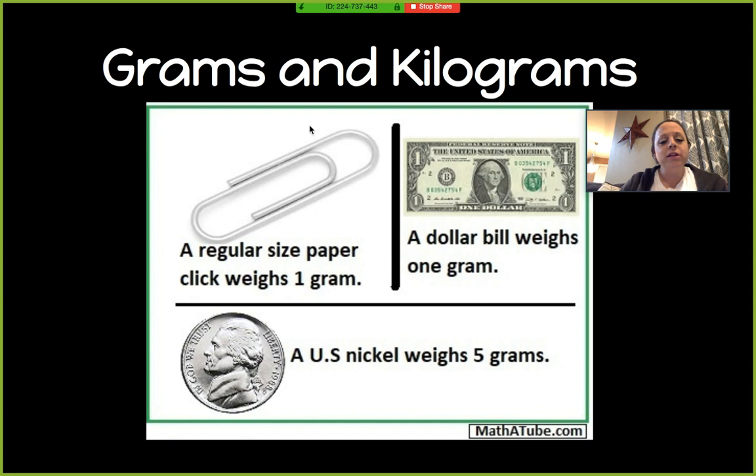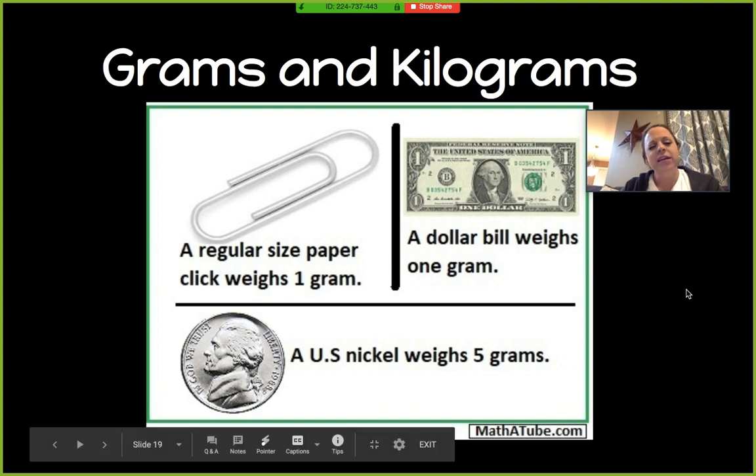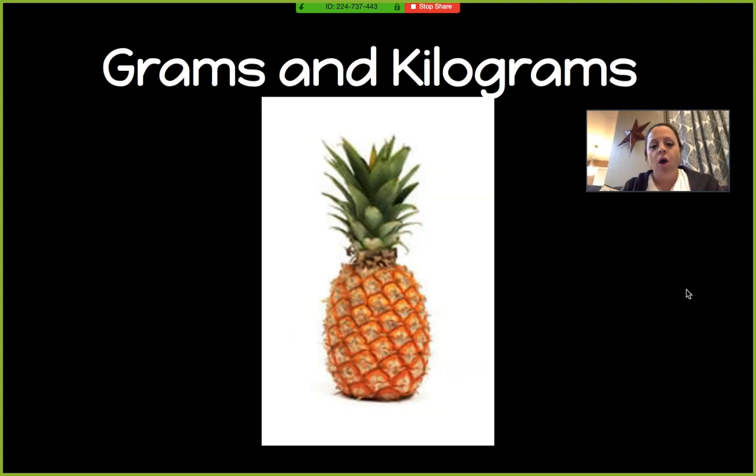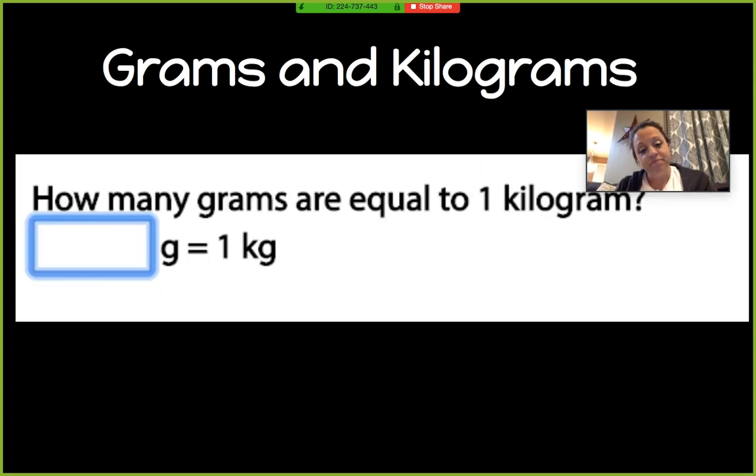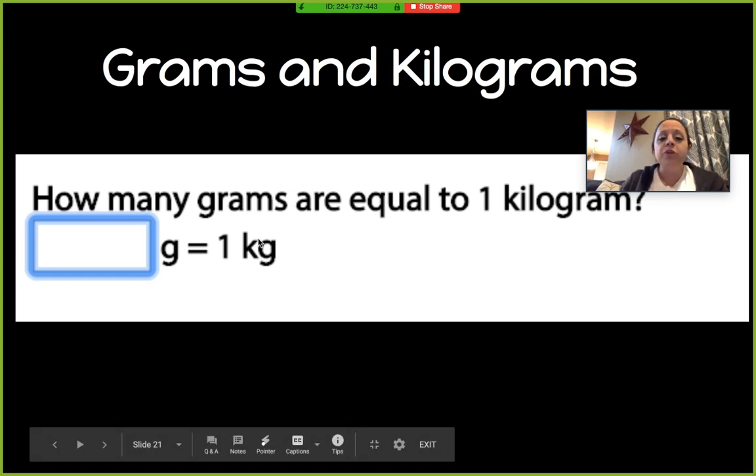So a regular size clip is 1 gram. So it's very, very, very light. A dollar bill weighs 1 gram, very light, okay? When you think about a nickel, that's actually 5 grams. So that gives you kind of an idea. 1 kilogram is about the weight of a pineapple. Kind of interesting. So, how many grams are equal to 1 kilogram?